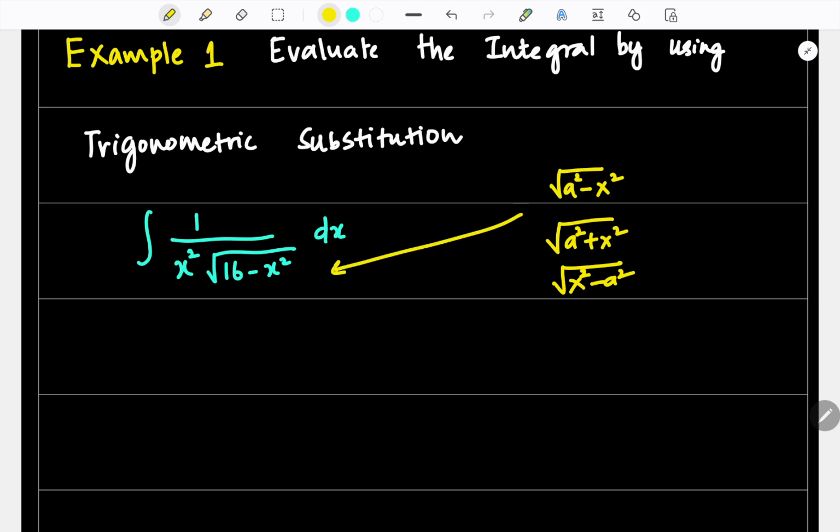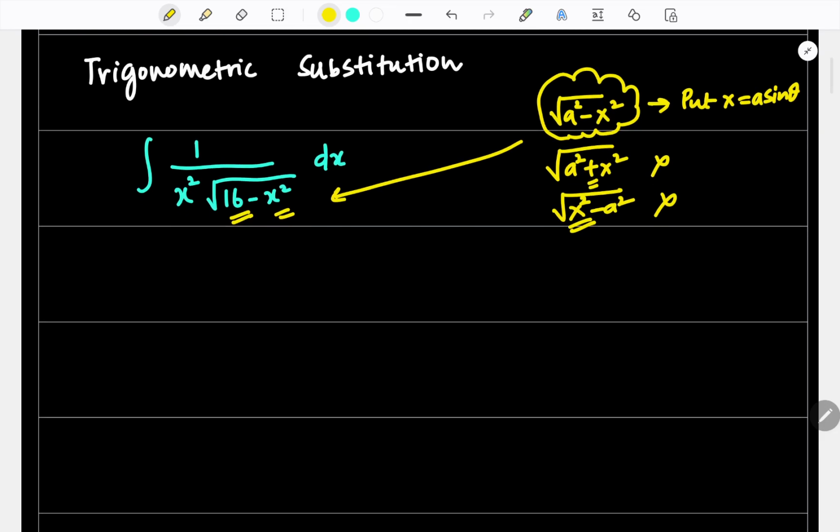First one, yes. Second one, surely no, because there is a plus. Third one, surely no. Why? Because x squared is first. Here it is constant minus x squared, so it comes under the first substitution. That means you are going to put x equals what? A sine theta. Clear? Right, so let's start the solution.